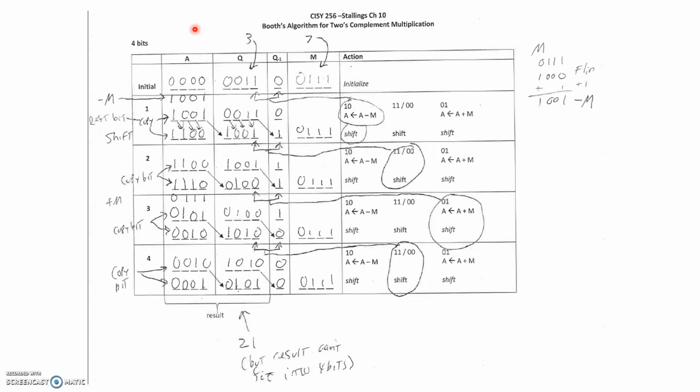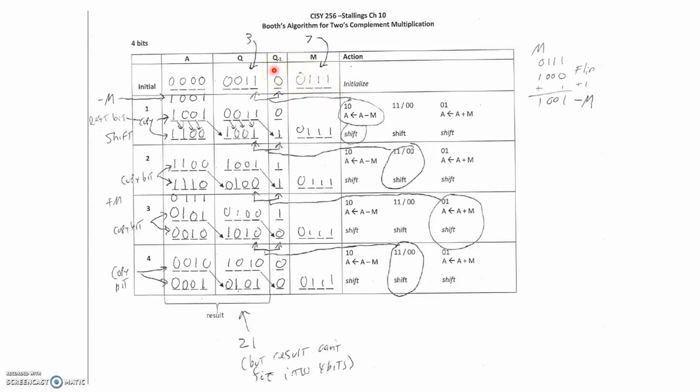In this algorithm, we begin with the initialization. A is going to be all zeros, 0, 0, 0, 0. Q is going to be one of the operands. Here we're using 3 as one of the operands. Q minus 1 is going to be 0. And then M is going to be the other operand.